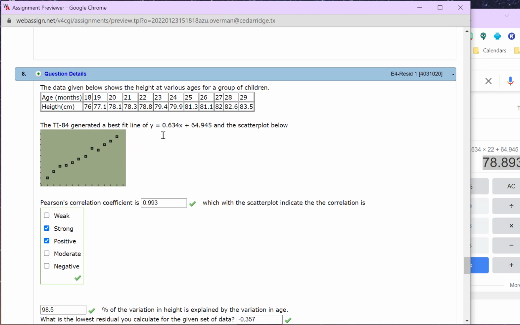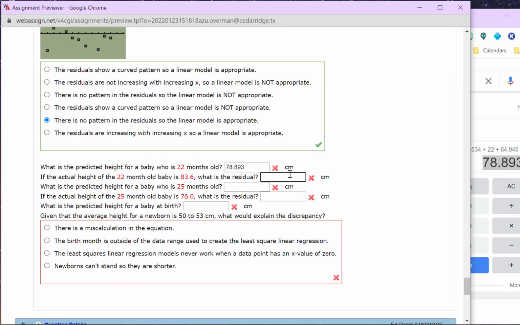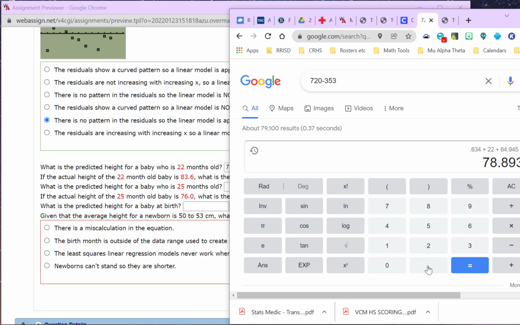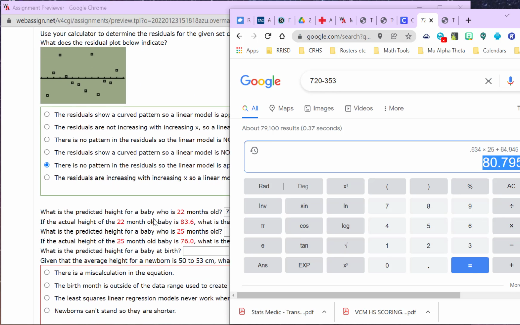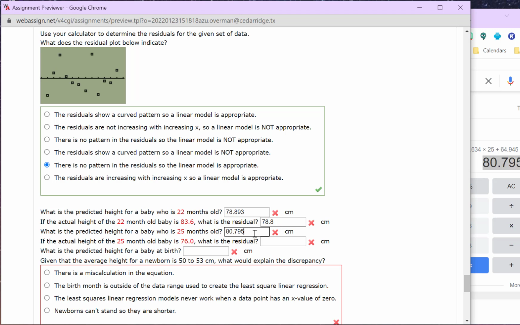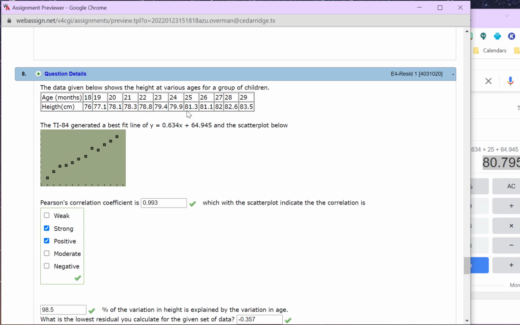So let's go look. 22, 78.8. Oh, that's not far off. See, this is why you want the thing. What is the predicted height for a baby who's 25 months old? So here I'm going to go 0.634 times 25 plus what was my intercept again? 64.945. And I'm getting 80.795. Come back here. The actual height for the 25-month-old baby was 81.3.